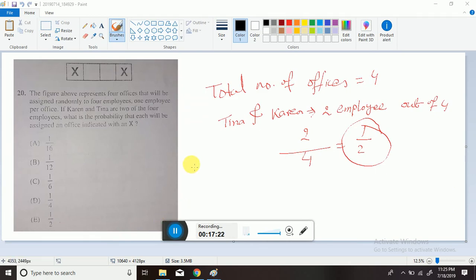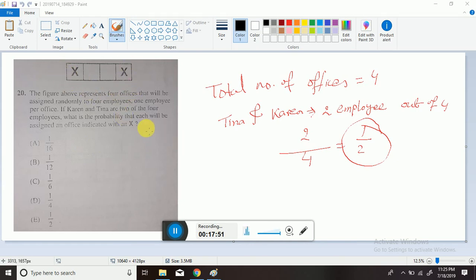Okay, now this question is from probability. Please read the question very carefully. The figure above represents 4 offices that will be assigned randomly to 4 employees, 1 employee per office. Total 4 employees, 4 offices. If Karan and Tina are 2 of the 4 employees, what is the probability that each of them will be assigned the office indicated with a cross or X?